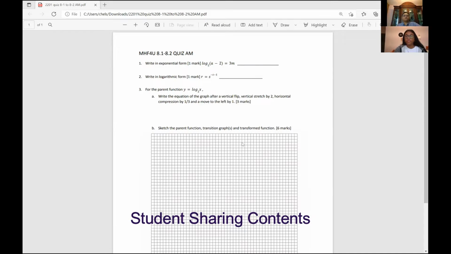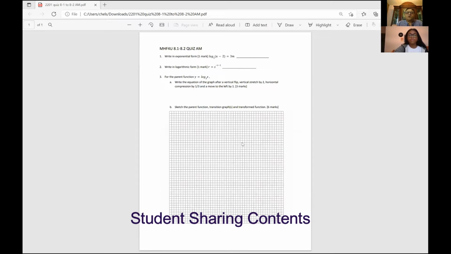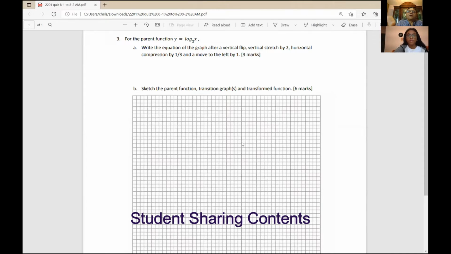So I'm still working on logarithms with my class, and I have some practice examples from my teacher that I wanted to go over. Oh, we can discuss them. Why don't you share? I'll help you understand those things. Okay. So let me just give you sharing. Yeah, you can share. MHF4U 8.1, 8.2 quiz question number 1. Let's see. What is question number 1 for you?